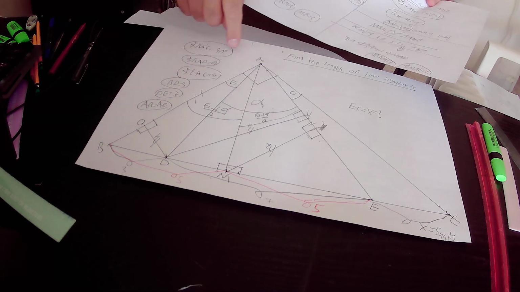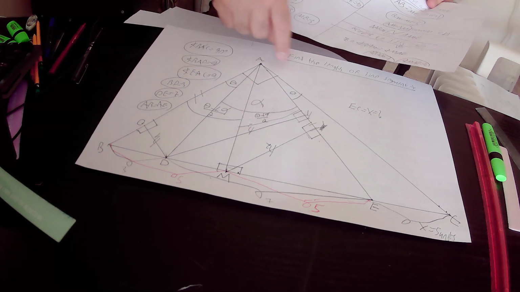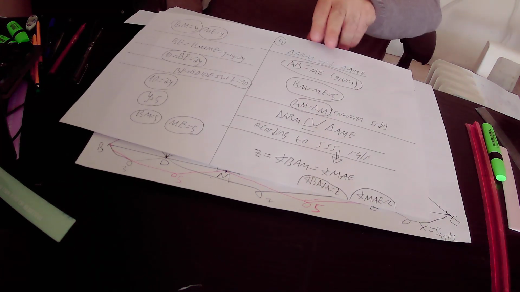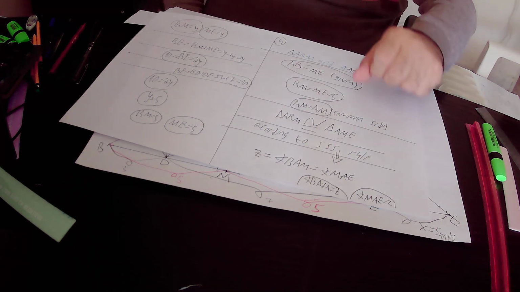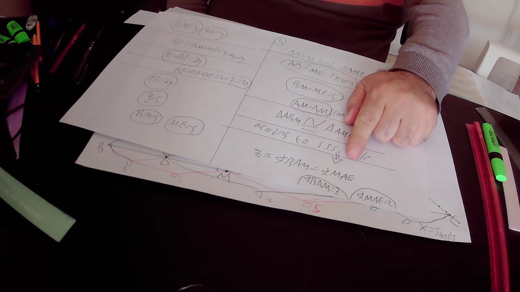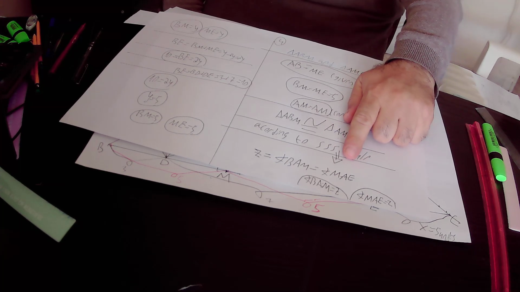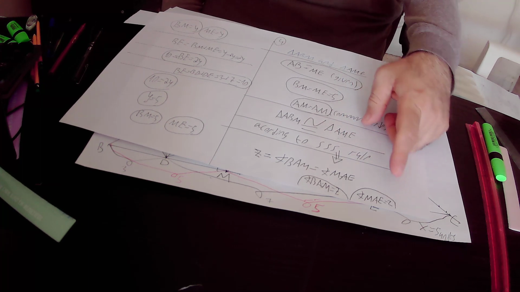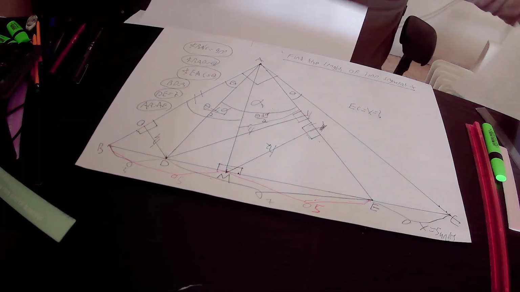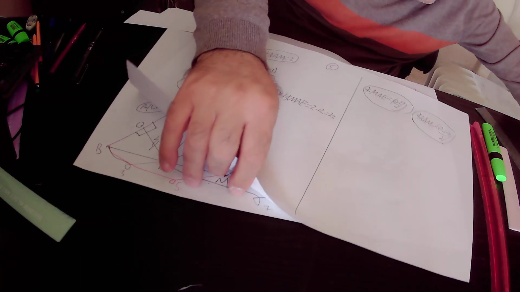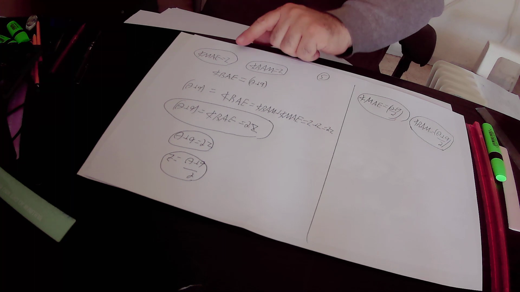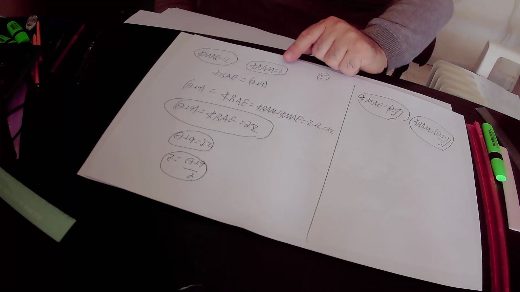From the fact that those two triangles are congruent, we conclude that angle BAM is equal to angle MAE, according to the rule that corresponding angles in congruent triangles are equal to each other. Okay, angle BAM equals angle MAE. So if we define angle BAM as Z, then angle MAE will also be equal to Z.